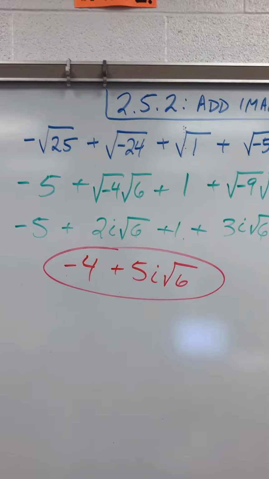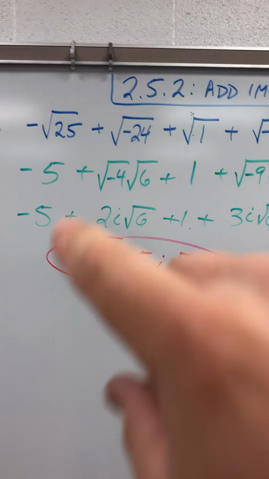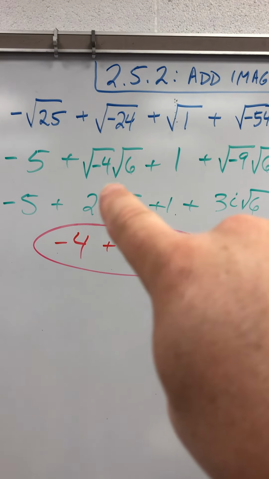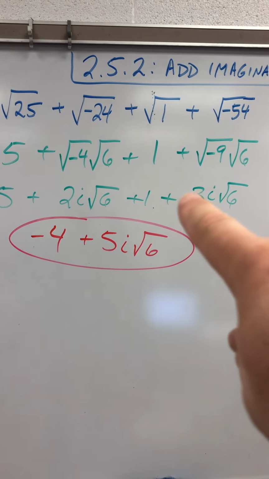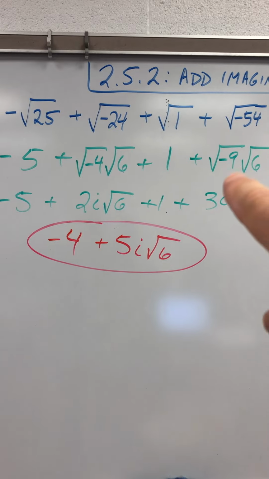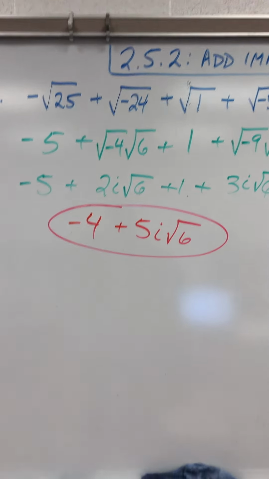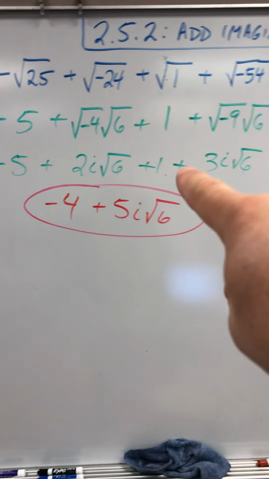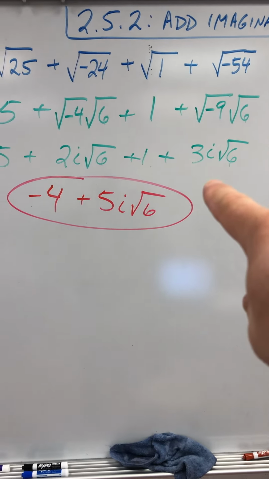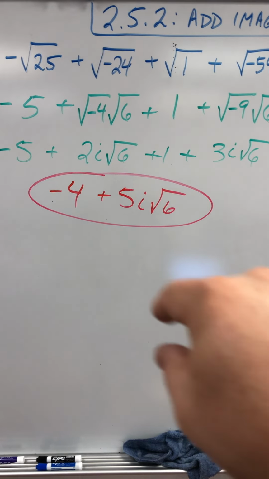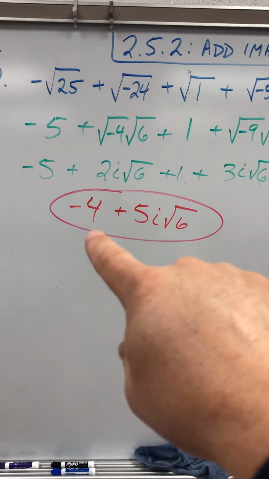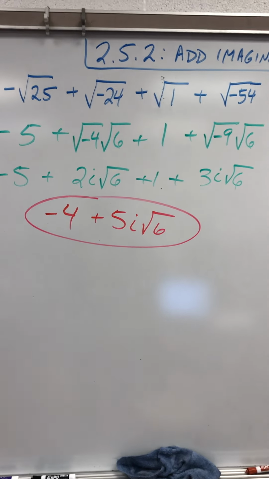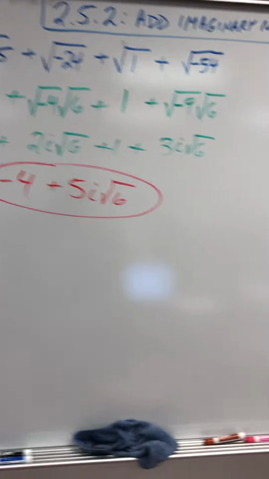So here we have square root of 25 is 5. Square root of negative 24 is negative 4 and 6. Square root of 1 is 1. Square root of negative 54 is negative 9, 6. Okay. So we have square root of negative 4 is 2i. Square root of negative 9 is 3i. Square root of 6. So now we just take negative 5 and 1 makes negative 4. 2i plus 3i is 5i. Square root of 6. Bada bing, bada boom. Okay.